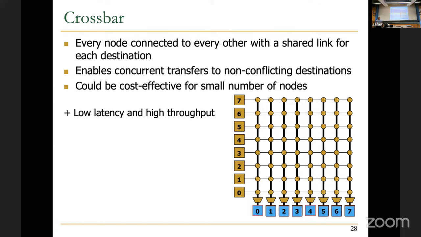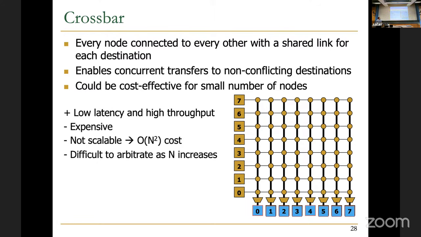So it has low latency and high throughput, but it is still expensive. It could be considered not a scalable topology, depending on the number of nodes. So it's order n squared cost. And we have difficulty arbitrating as n increases.